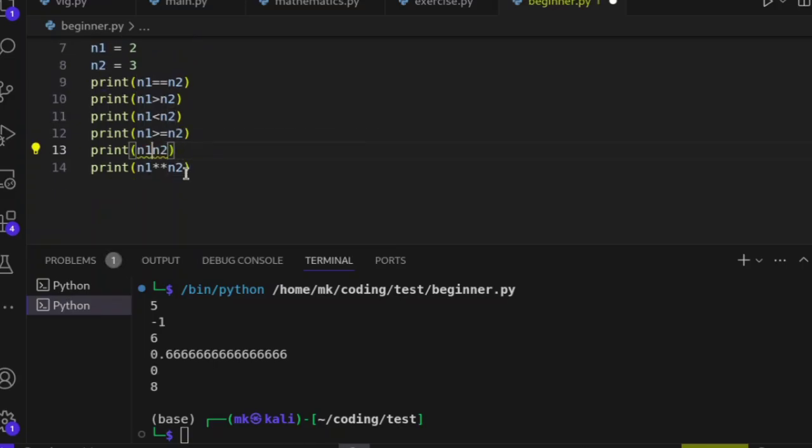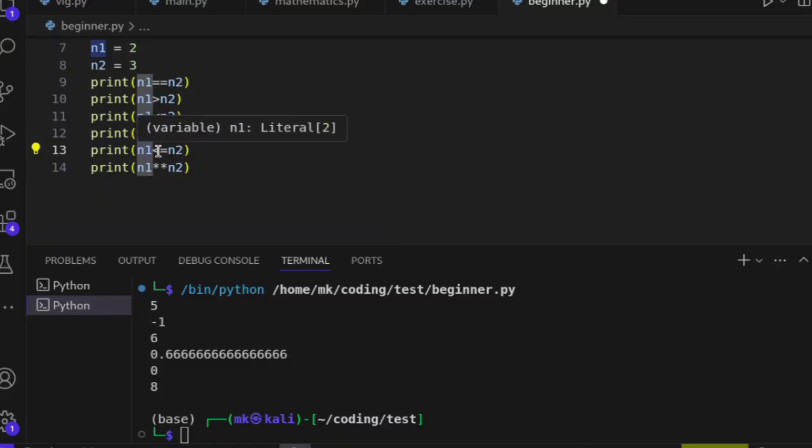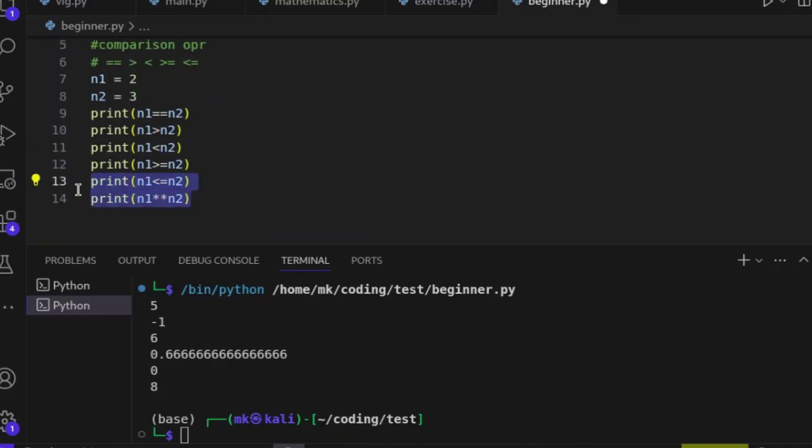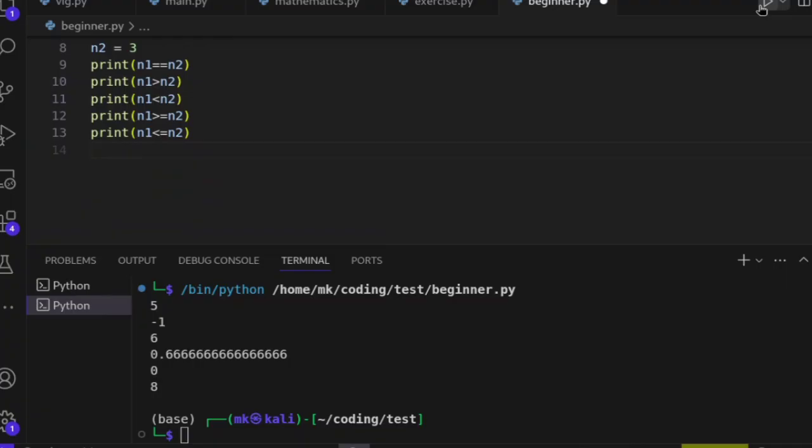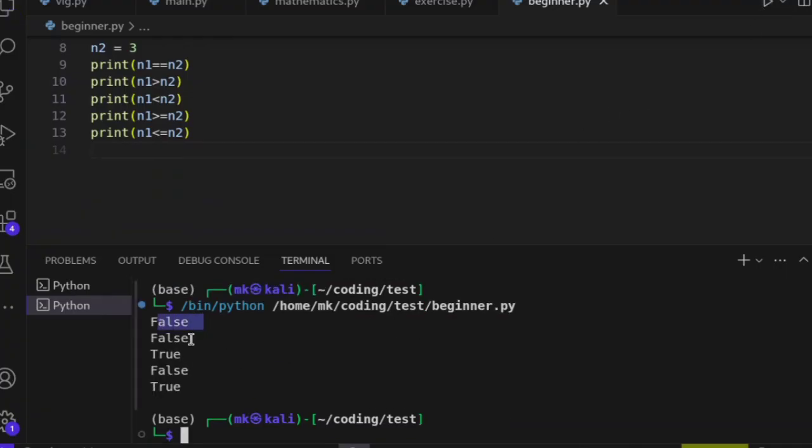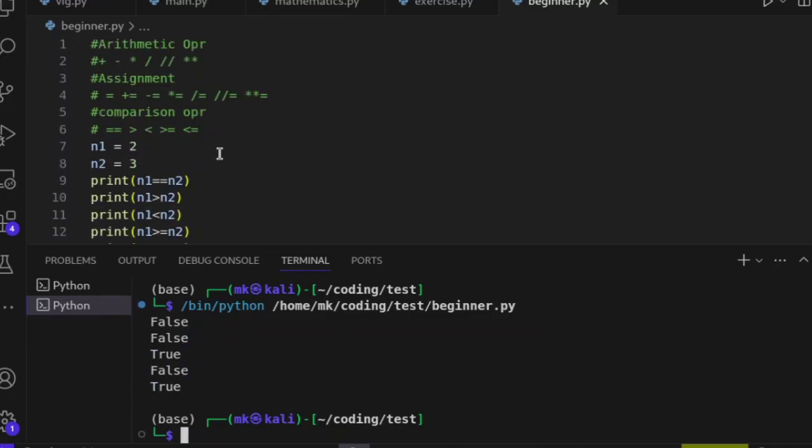Then we have less than equal to. It's also the same thing, asking two questions at the same time. What I have inside n1, is it less than or equal to what I have inside n2? If one of those questions is true, then the answer is going to be shown as true. So this is it about the comparison operator. Let's print and see the output. So you see we have false, false, they are not equal, it's not greater than, but it's less than, false, true. So you can see it here.